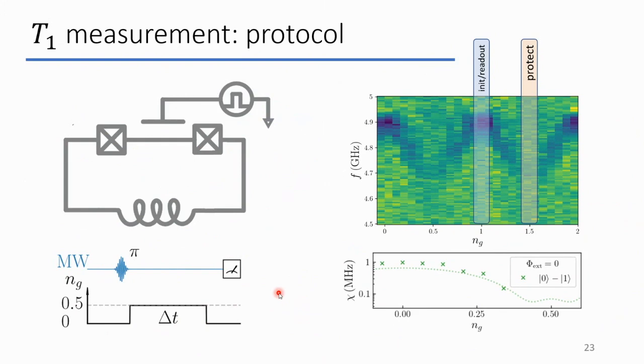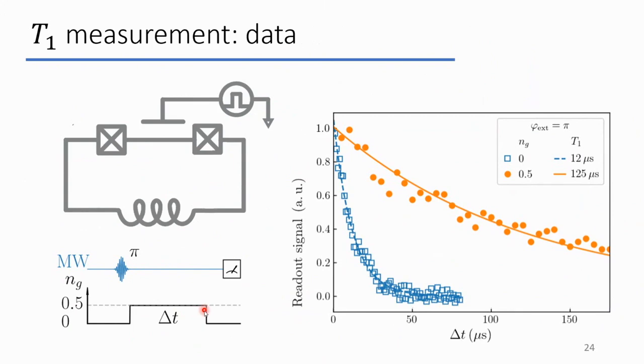We did this with and without this protection pulse, and you can see the great difference in the decay time in those two cases. The pulse itself, without the pi pulse, does not excite the qubit. So that reflects the fact that we indeed can protect our qubit from decay in this 1E state.